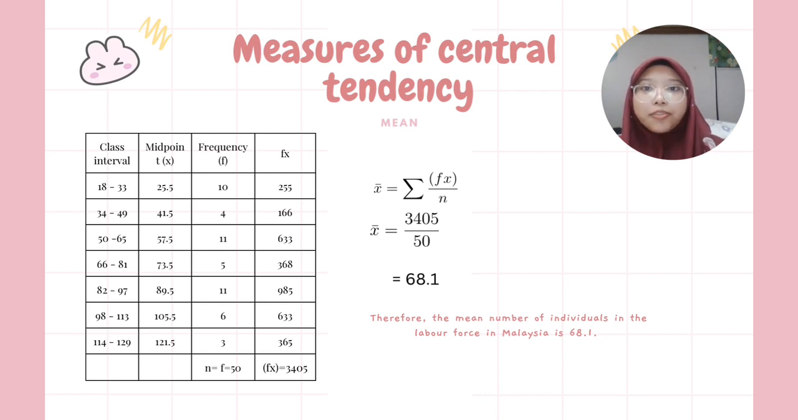I will explain the measure of central tendency. The first is the mean. The following is a table of data and the formula for the mean. Therefore, the mean number of individuals in the labor force in Malaysia is 68.1.